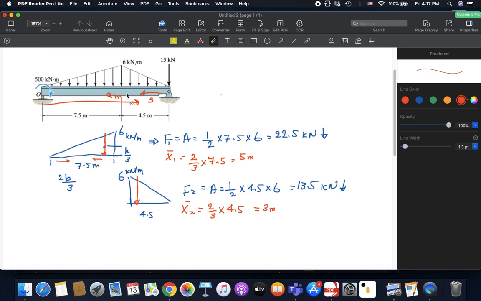But what we care about is basically the distance from point O, right? We're taking point O as our reference. So the whole thing is 12 minus 3. This is 9 meters. So x2 bar from point O equals 9 meters, right?